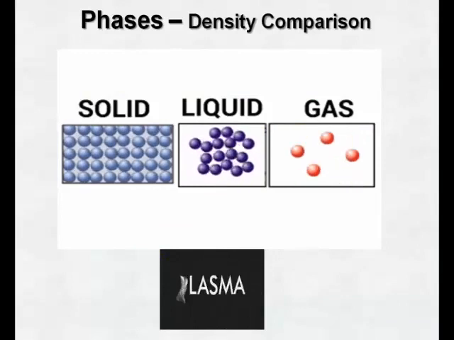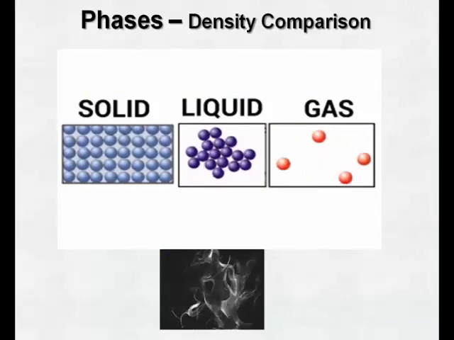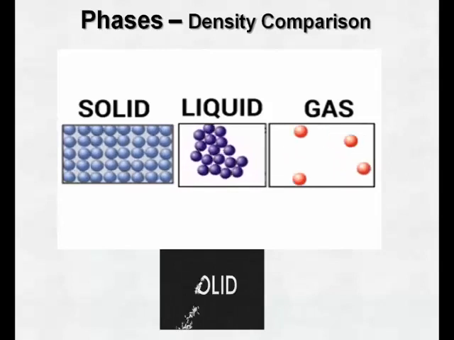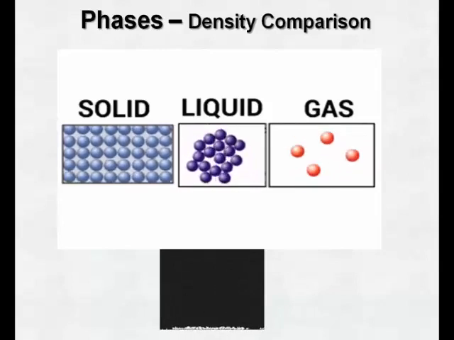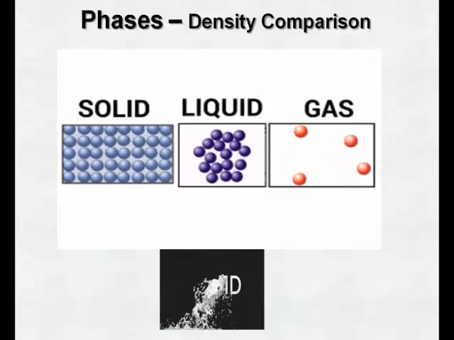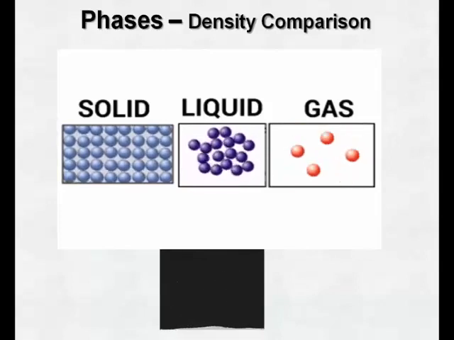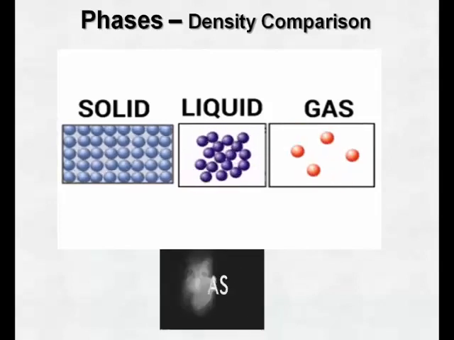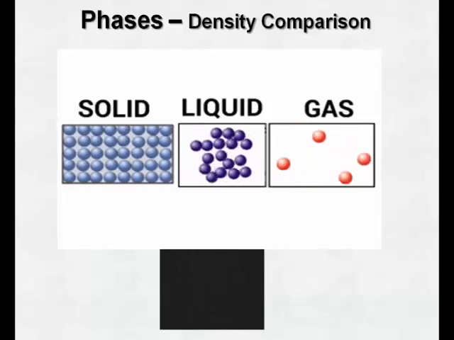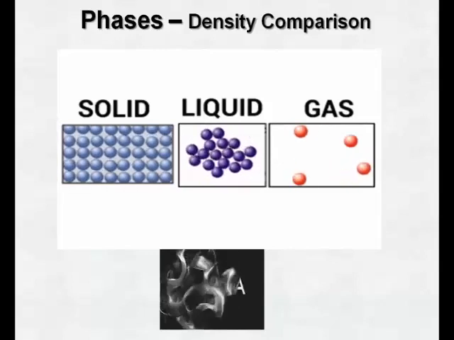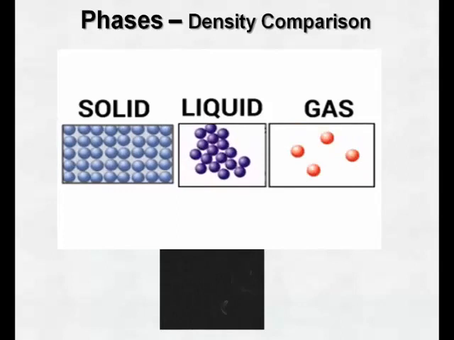Density is mass per unit volume. Consider each square in each object as a unit volume. That particular solid is tightly packed, so it has high density. Liquid has lesser density when compared to solid. Gas has even lesser density when compared to liquid.